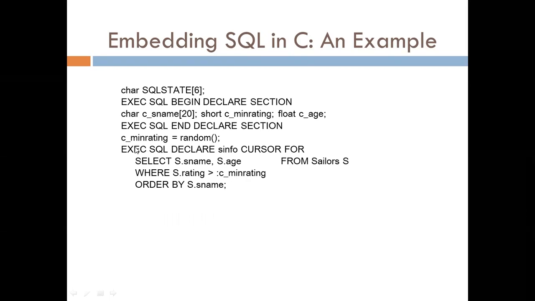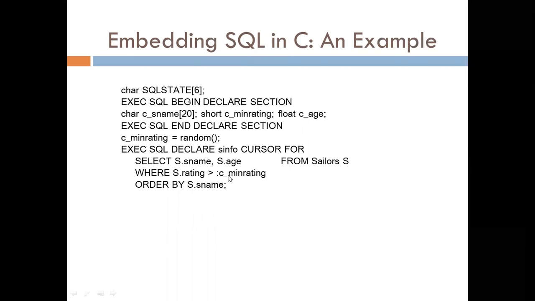So here, instead of assigning a minimum rating value, we are randomly assigning it in a program. Otherwise we can directly specify the value 5 over here, because this is a programming variable. Here the C programming variable can be used in a query, but that should be prefixed with a colon like this, colon C underscore min rating. So when this particular SQL command is compiled, this colon C underscore min rating will be replaced by the value of this variable, let us say 5. So it becomes S dot rating greater than 5.